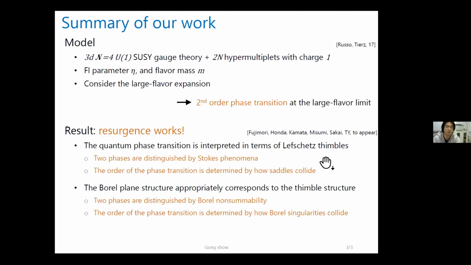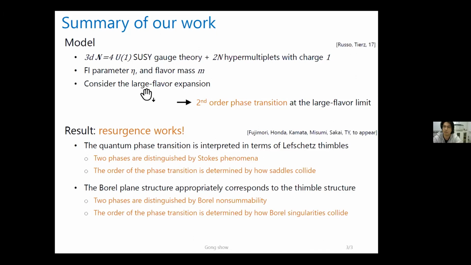Our final goal is to support such a method of resurgence to describe non-perturbative physics, such as phase transitions. For this purpose, we consider this model: three-dimensional N=4 U(1) gauge theory coupled with 2N hypermultiplets with charge 1. We introduce the FI parameter eta and the hypermultiplet mass m, and we consider the large N expansion. And we find that there is a second order phase transition in this theory.